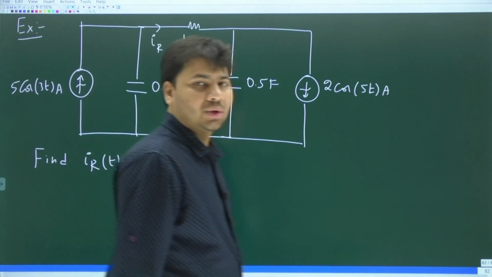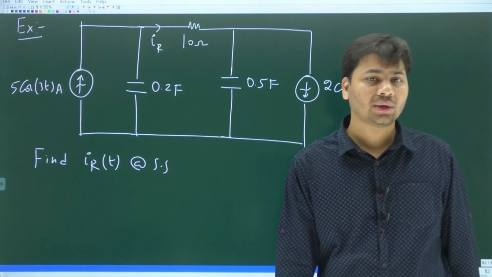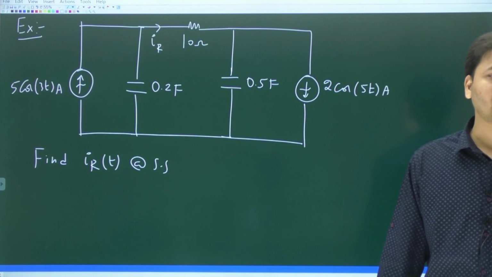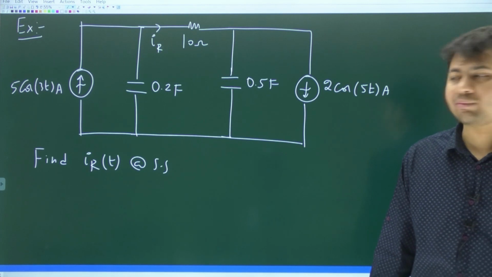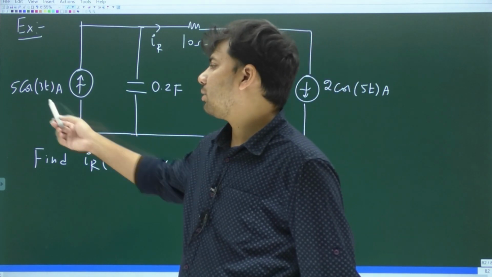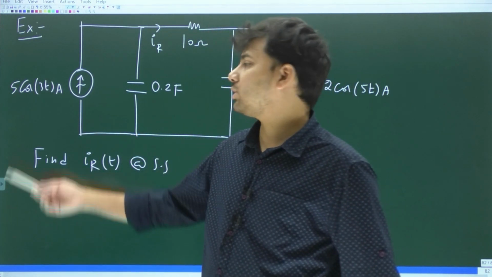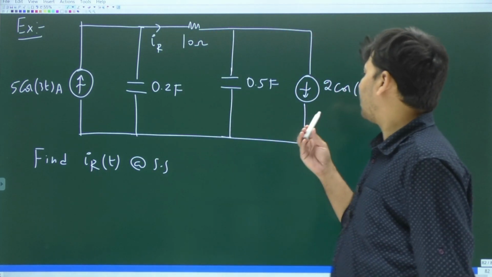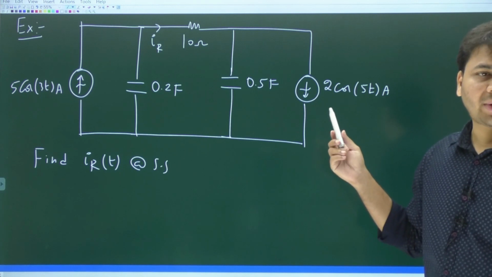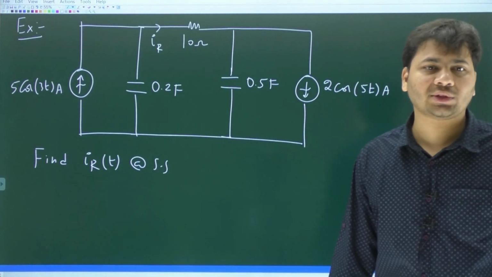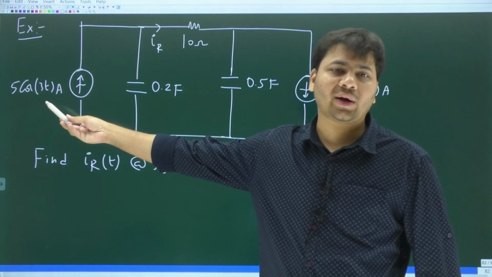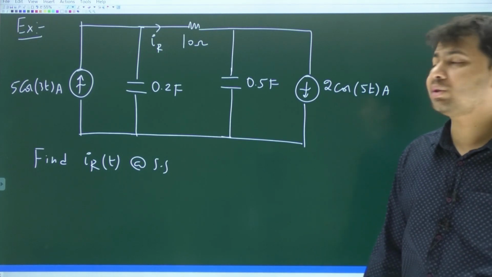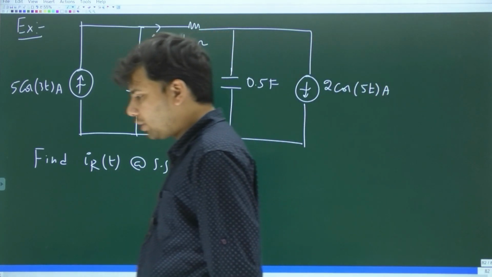First of all, you should note that both the sources are not at the same frequency. Do you all agree with that? This current source is 5 cos 3t, so what is its frequency? It is at 3 radians per second, whereas this current source is 2 cos 5t. Is it not at 5 radians per second? This one is at 3 radians per second, whereas this one is at 5 radians per second. Both the sources are not at the same frequency.